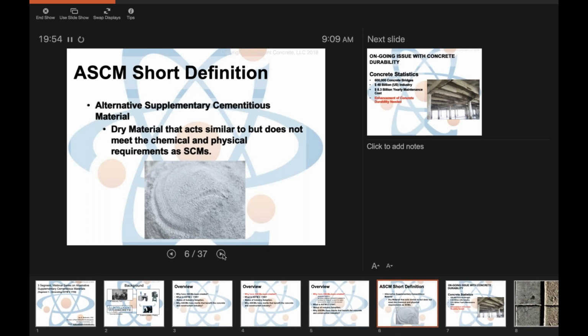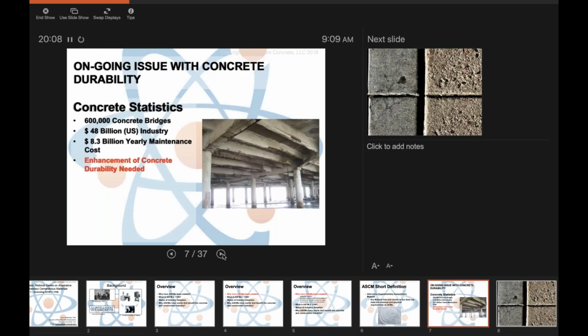And the harsh reality is, especially out here in the Western US business unit, we just haven't seen the volumes, nor have we seen the qualities that we're used to meet the demand of the concrete industry. Next slide. And that harsh reality is we have an ongoing issue with concrete durability. We have over 600,000 concrete bridges in our national inventory. And the last time we checked, we have a $48 billion a year industry.